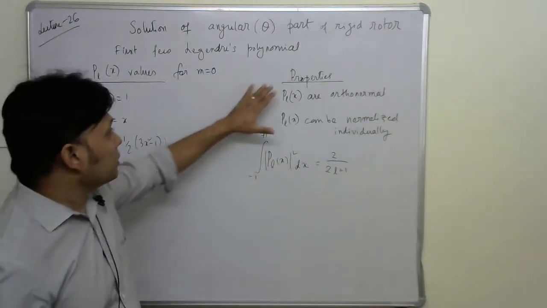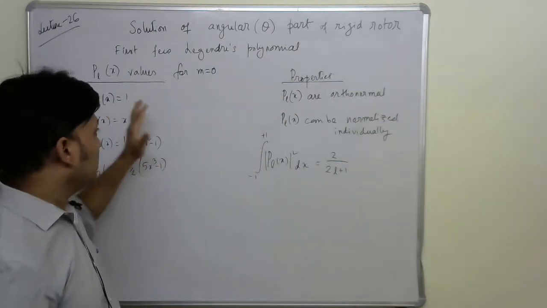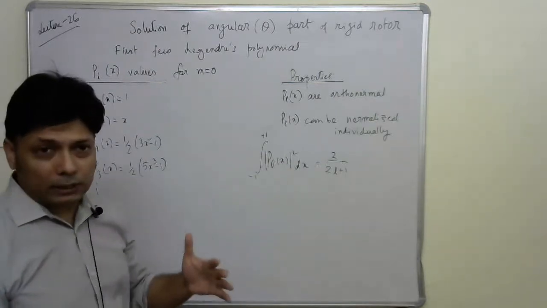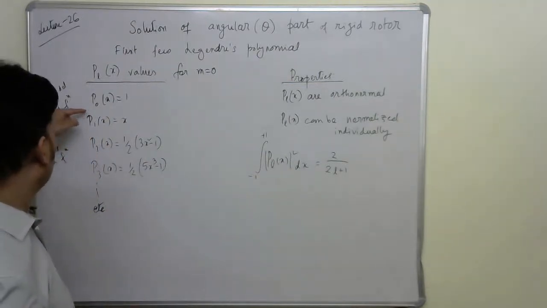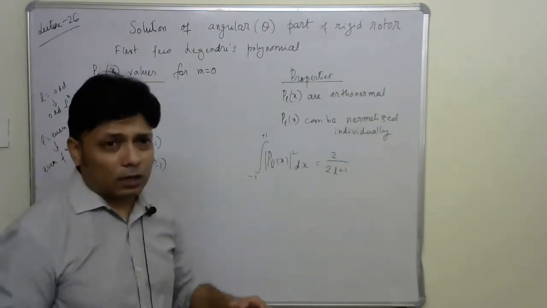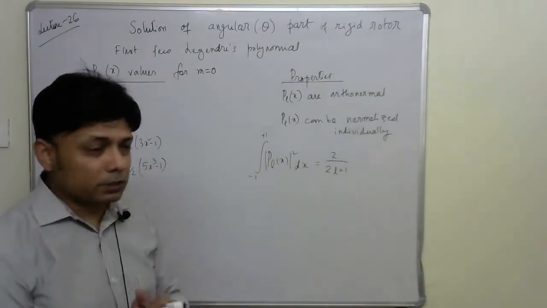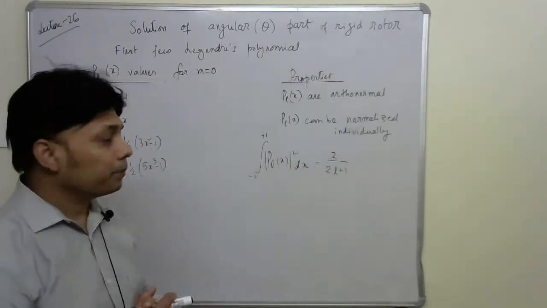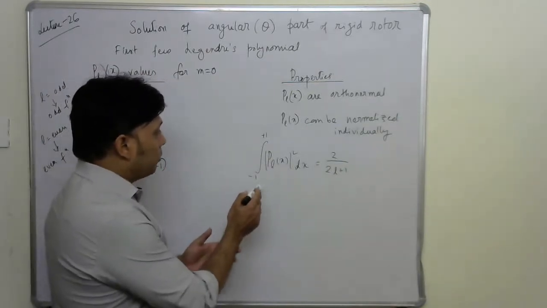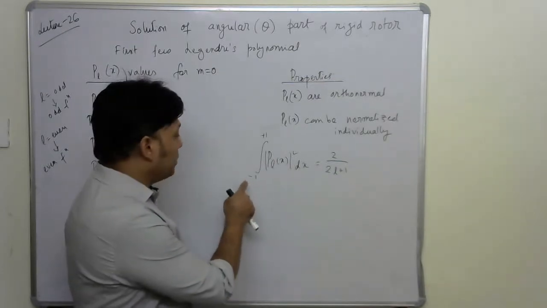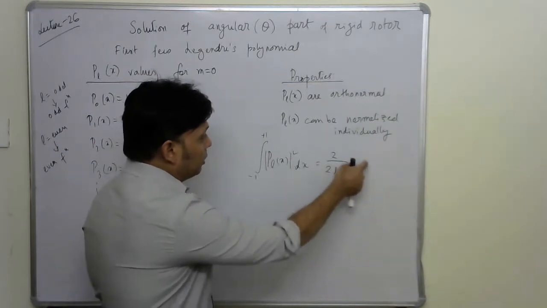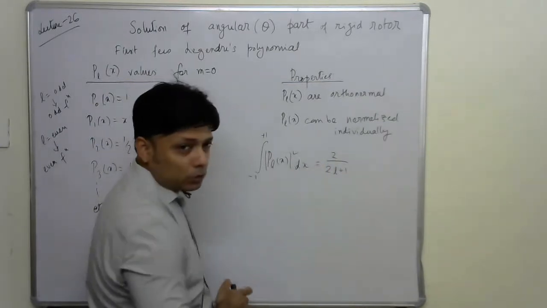Also there are some important properties: the P_l(x) are orthonormal, and we can prove the orthonormality later. That means P_1(x) is orthonormal to P_0, P_2, P_3, anything. It's just like the Hermite polynomials, so they are individually orthonormal to each other. Also P_l(x) can be normalized individually. If we take the function P_l(x) with limits -1 to +1 and integrate, the integration value gives 2 over 2l plus 1.